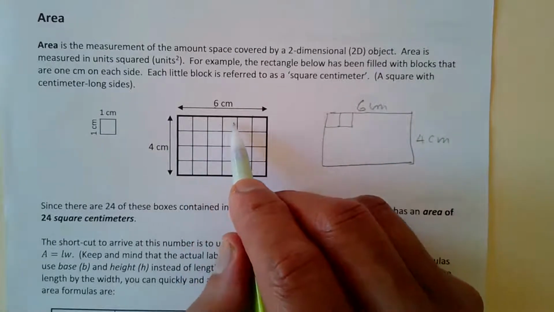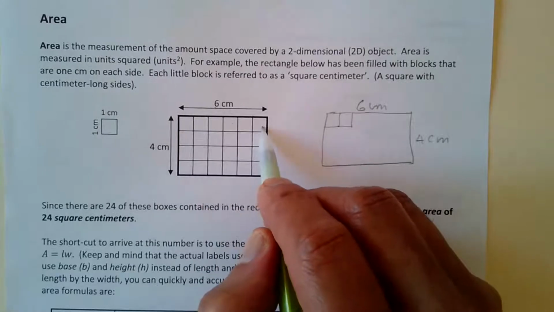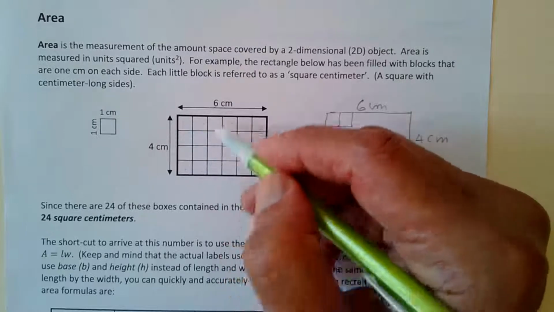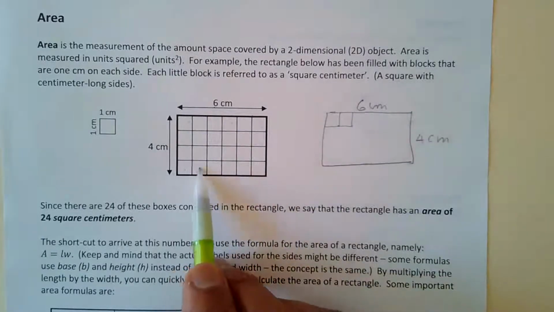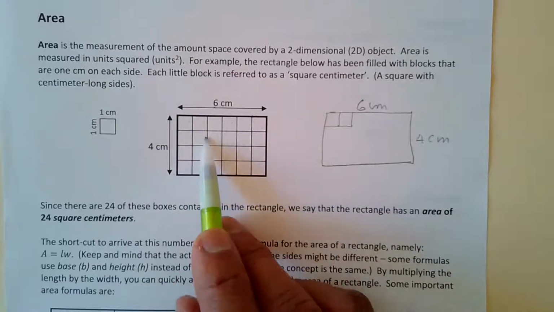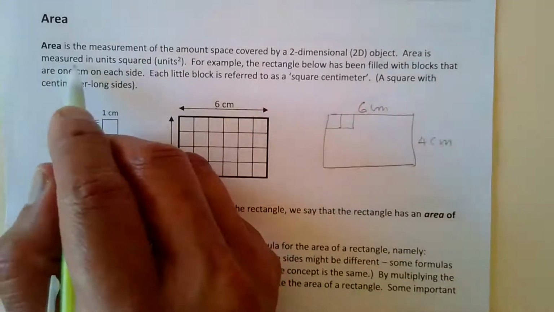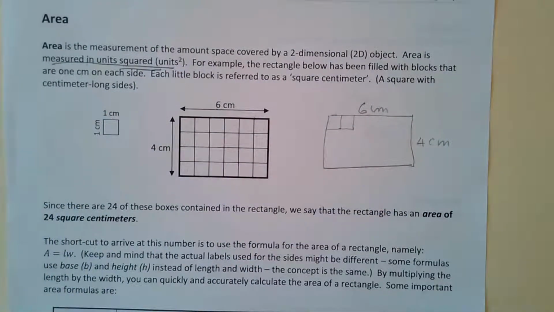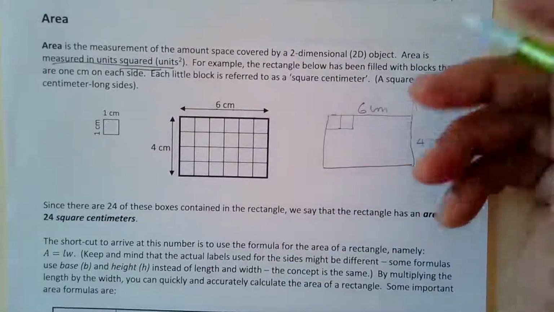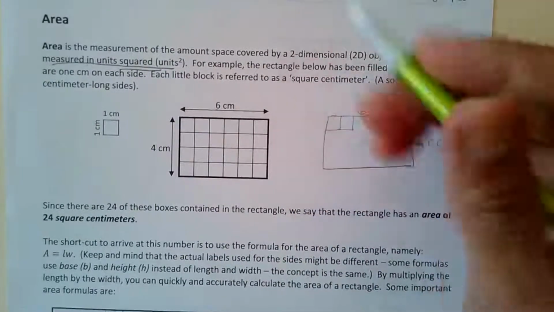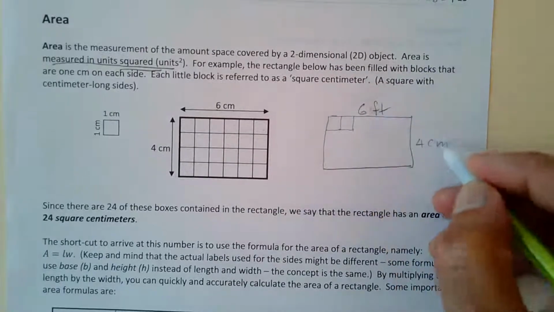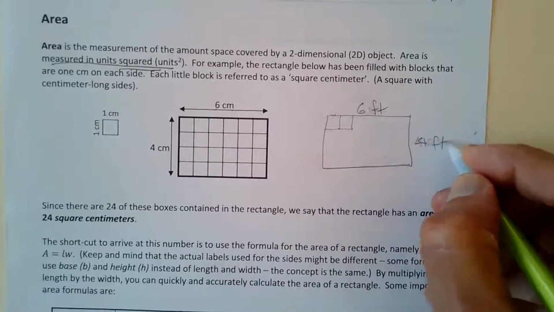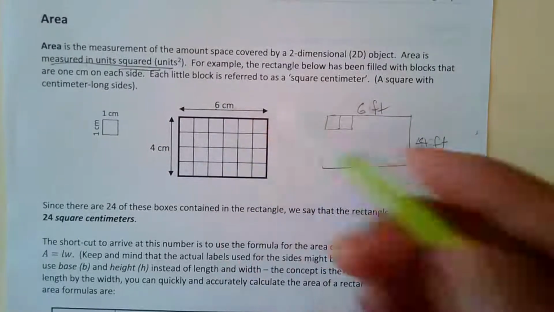Here we have 1, 2, 3, 4, 5, 6. So we have 6 squares on this side. And then we have 4 squares coming down. Once we construct a grid, we can count these squares, and that will give us the area. That is why our area is measured in squared units, in this case centimeters. If this was feet, we'd have square feet. If we have 6 feet here and 4 feet here, 6 times 4 is 24.